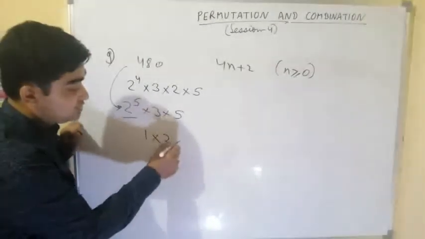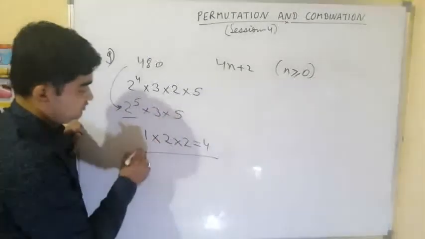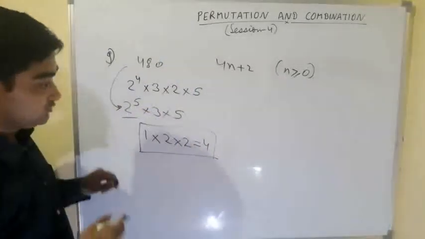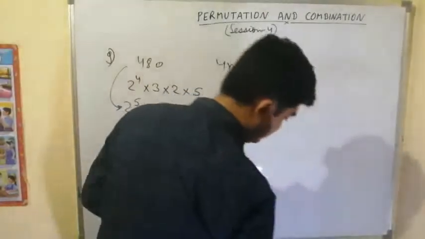With 3 we have 2 choices, with 5 we have 2 choices. So total choices are 4. There are 4 factors of the form 4n plus 2 of the number 480. So the answer is 4.